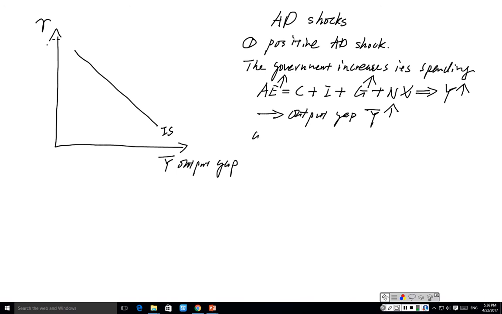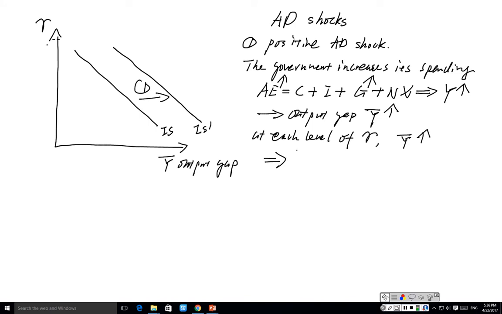So now we know at each level of the real interest rate R, when there's a positive aggregate demand shock, the output gap Y bar increases. So this means all the points on the IS curve will increase, or you can say shift to the right. So a positive aggregate demand shock will shift the IS curve to the right.